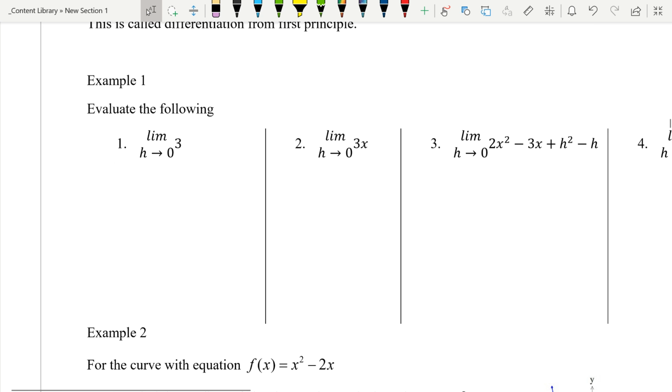Okay, what's the limit as h approaches 0 of 3? h is the same as x, it's just a variable. So what's the limit of a constant? The constant, so what is that? 3. Because 3 is the function. So the constant 3, the limit as h approaches 0 of 3 is 3.